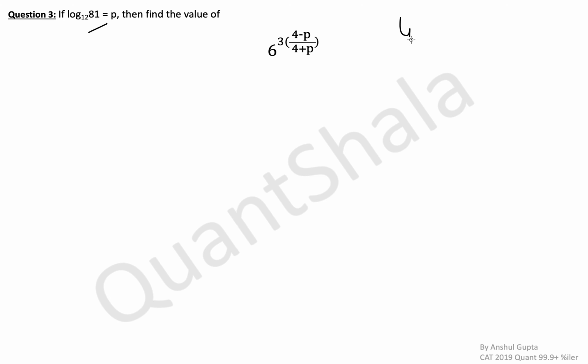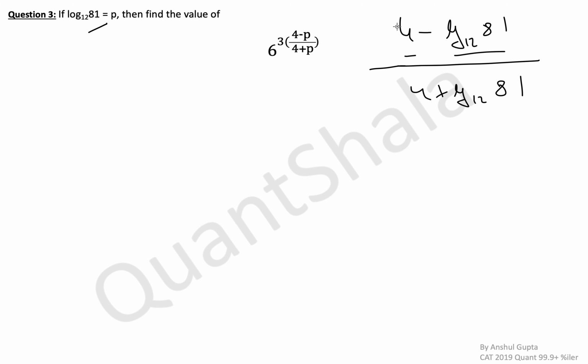So we have 4 minus log 12 81 divided by 4 plus log 12 81. First thing is that we can't subtract 4 from this log term, right? We don't have any property like that. So simply I can write this 4 as log 12 raised to power 4. Again here also we can write log 12 raised to power 4. So this is still 4. We have not made the equation incorrect, but we have just manipulated it so that it's easier for us to calculate.